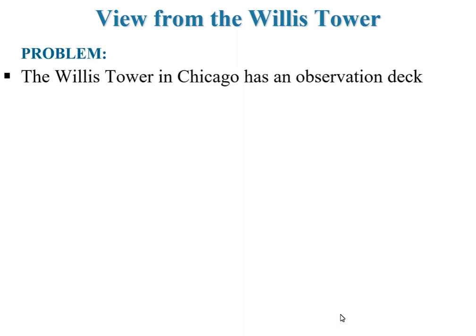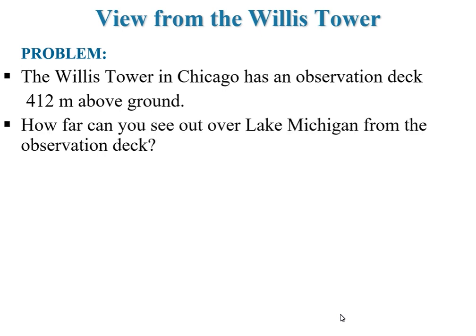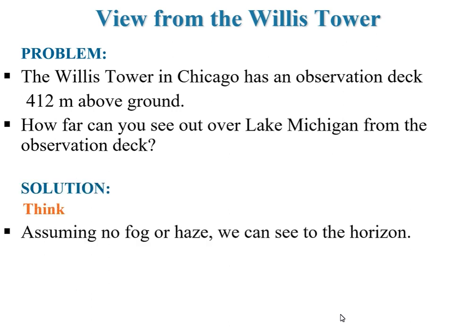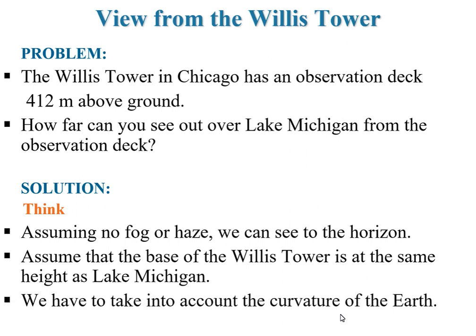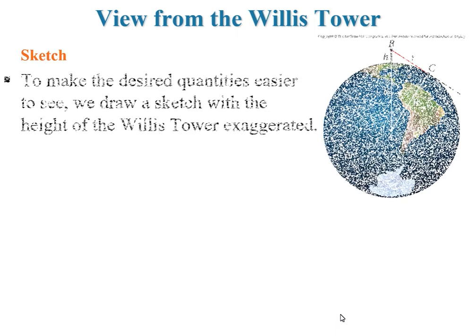So another example here, we have the Willis Tower in Chicago as an observation deck, which is 412 meters above ground. How far can you see out over Lake Michigan from the observation deck? So simply put, assuming no fog or haze, you can see to the horizon. Assuming that the base of the Willis Tower is at the same height as Lake Michigan, we have to take into account the curvature of the Earth.